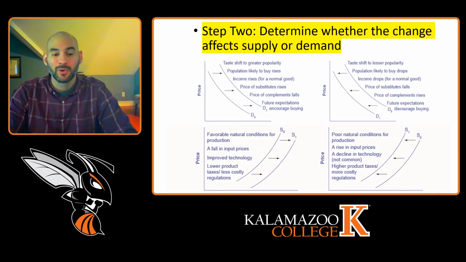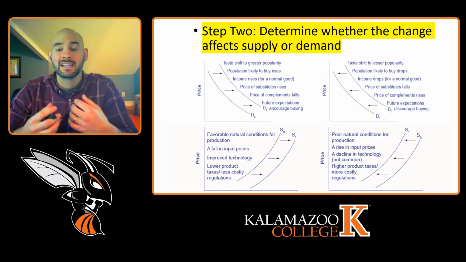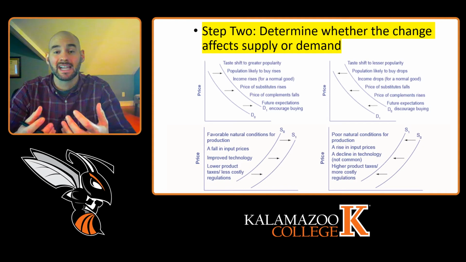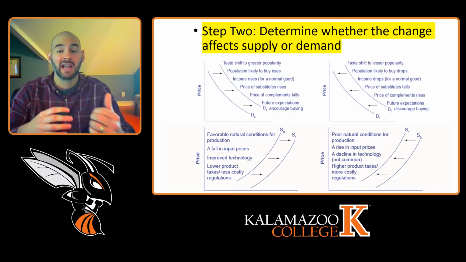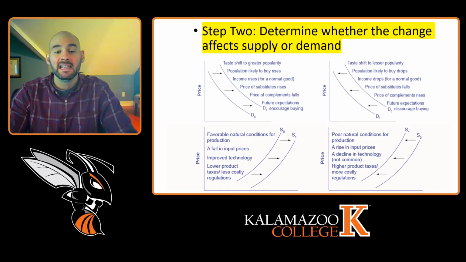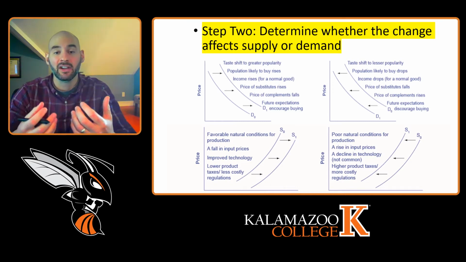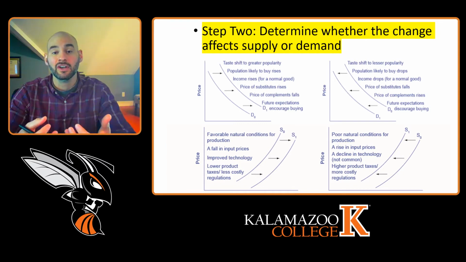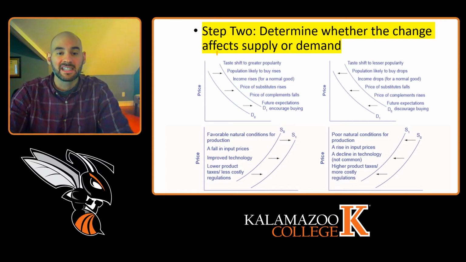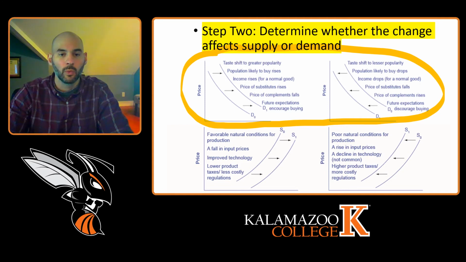So the second step is pretty straightforward. It's to consider whatever market force you're presented with, and determine whether that market force is going to impact supply or whether it's going to impact demand. If it impacts demand, it's going to affect either the taste or popularity of the good or service, the population, the income, a related good, or an expectation about the good in the future. So we're basically determining whether it's the top row here or whether it's the bottom row.